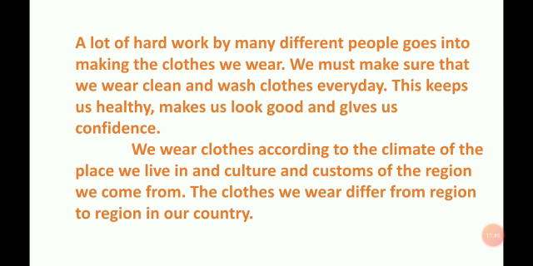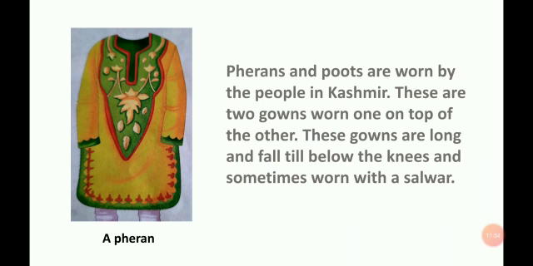The different states of our country have their own traditional dresses, like in Jammu and Kashmir, people wear farran and poots. These are two gowns worn one on top of the other. These gowns are long and fall till below the knees and are sometimes worn with a shalwar.